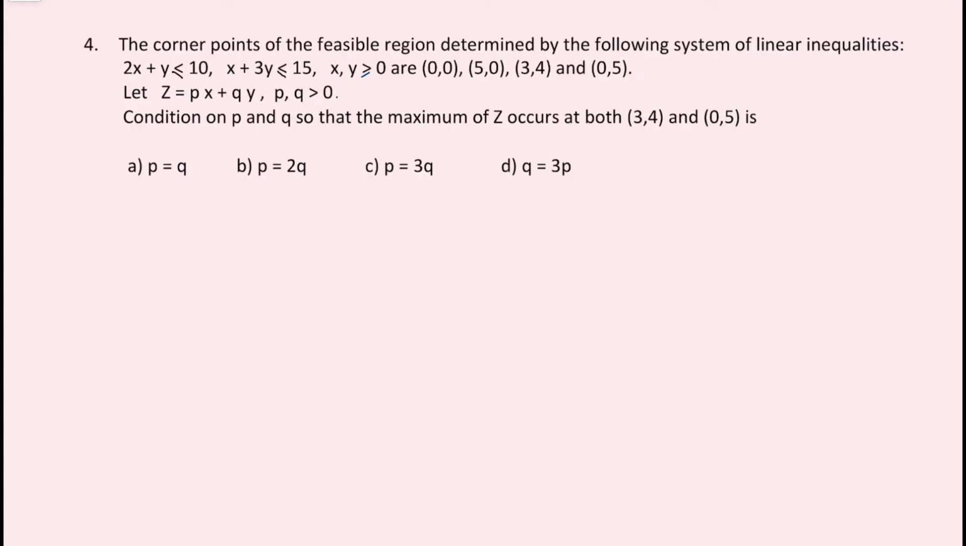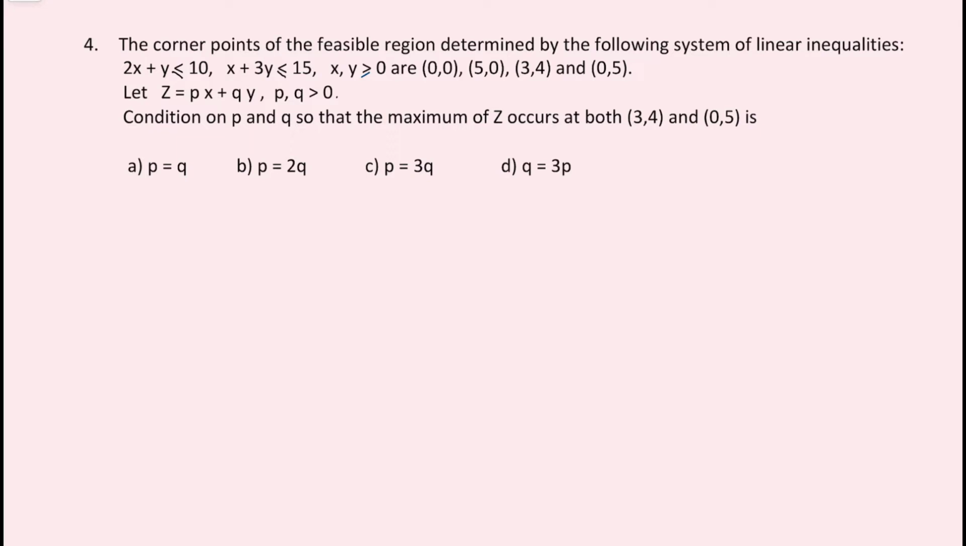Question number 4. The corner points of the feasible region determined by the following system of linear inequalities: 2x plus y less than or equal to 10, x plus 3y less than or equal to 15, x and y greater than or equal to 0 are 0, 0, 5, 0, 3, 4, and 0, 5. The objective function Z is px plus qy, where p and q are positive numbers. Condition on p and q so that the maximum of Z occurs at both 3, 4 and 0, 5.